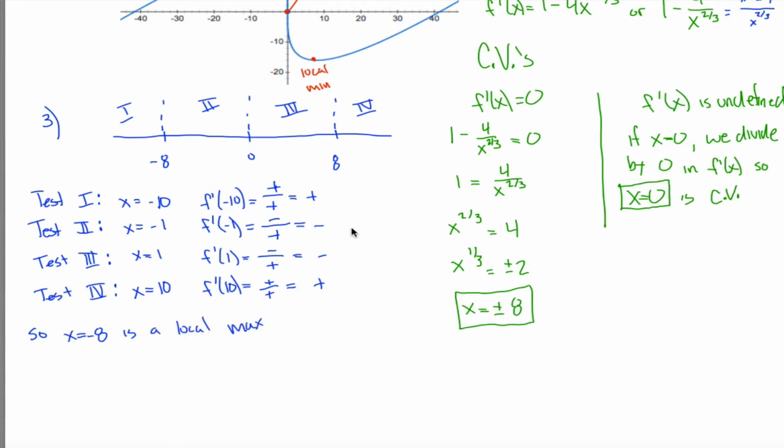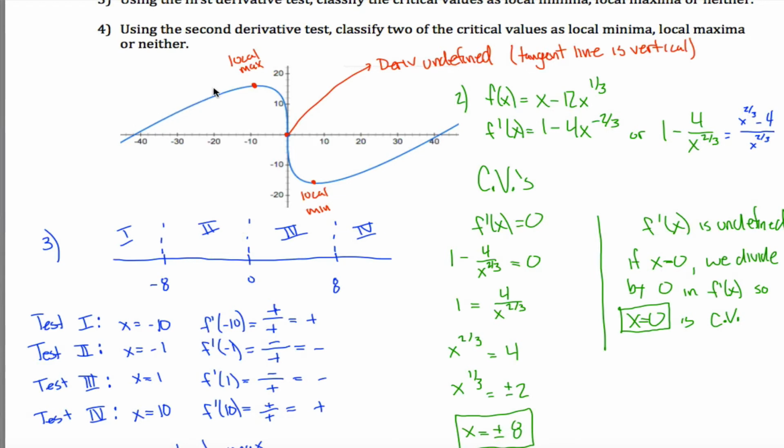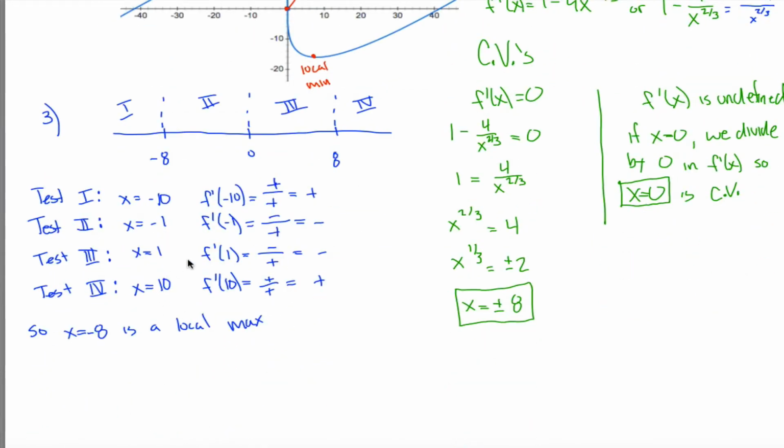You can kind of see that in the graph, right? It used to be going up, and then it switches at this point, and now it's going down. At 0, I go from negative to negative, so that means it's neither. It's not a local maximum or a local minimum. It was going down, and then it keeps on going down. It's neither. What about positive 8? Well, at positive 8, it used to be going down, now it's going up, so you got a local min.